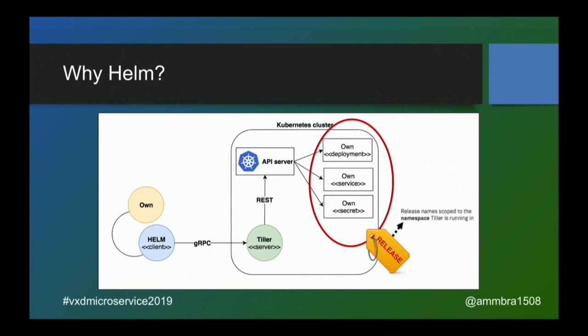Also, a good thing to know about Helm 2 is that the release names were scoped to the tiller, to the namespace where tiller was running in. In other words, if you have a release and you have named the release in a certain way, you cannot reuse that name in another namespace. There are some workarounds, some tricks for Helm 2 to reuse the same release name, but we're not going to discuss those here yet.